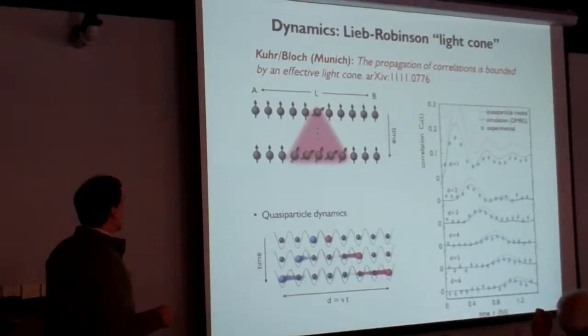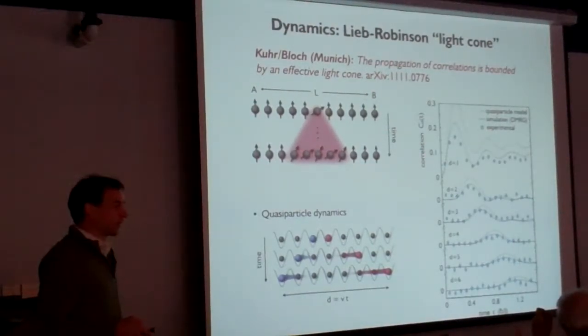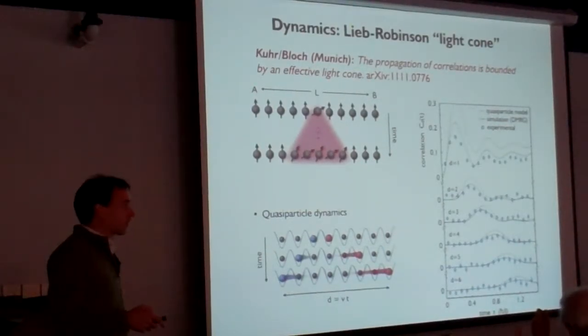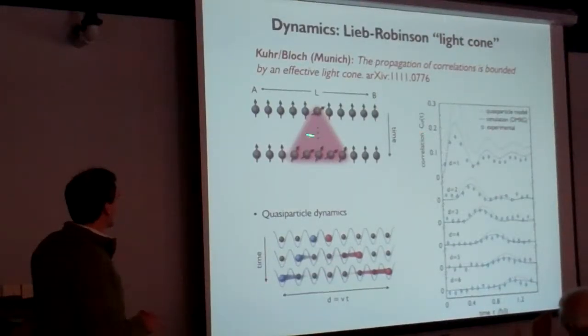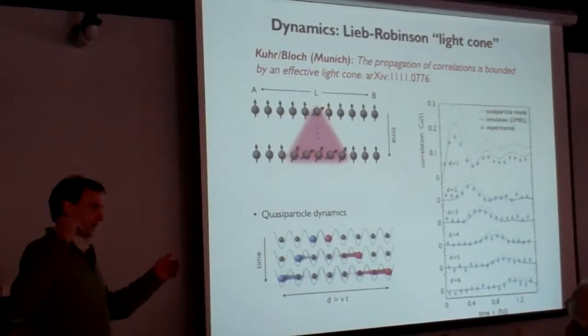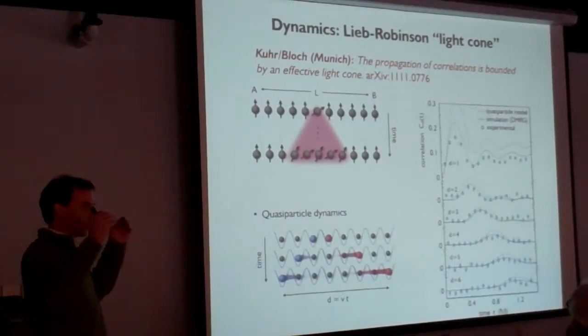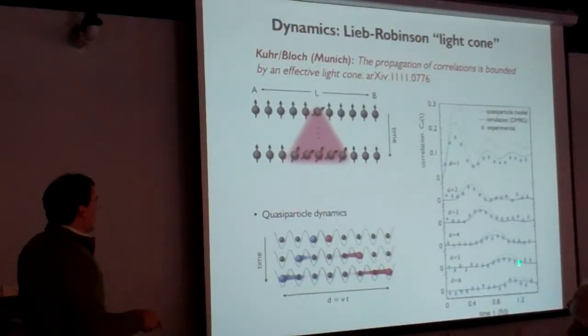There's another recent experiment by Immanuel Bloch, which is the second group that has built a quantum gas microscope now. What they have looked into is, if you have some perturbation, how does this information spread? What they did was they made a quench of the system, meaning that they went from a superfluid into a different lattice depth where that wasn't the ground state anymore, and then looked for correlations.